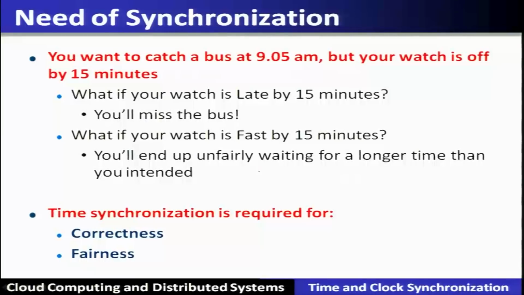So, this brings up the synchronization of the clock. We have seen that if the clock is running late, then you are going to miss a bus. That means to run the applications and to ensure the correctness, the clocks need to be synchronized. Hence, the correctness is required using the time synchronization of the clocks in the distributed systems. Similarly, if your watch is fast by 15 minutes, then you will reach earlier and you will be unfairly waiting for a longer time. This is a compromise with the fairness. So, the time synchronization here also requires to ensure the fairness in distributed system and a cloud computing system.